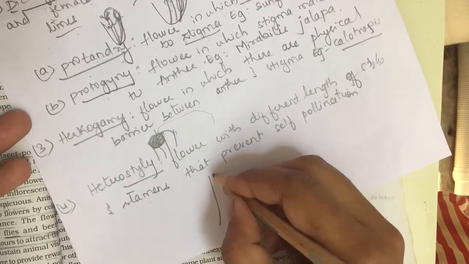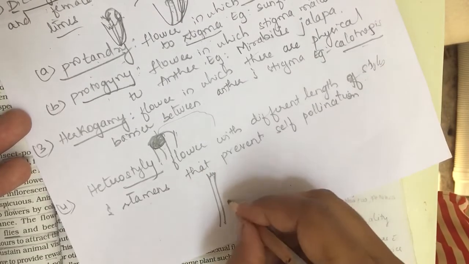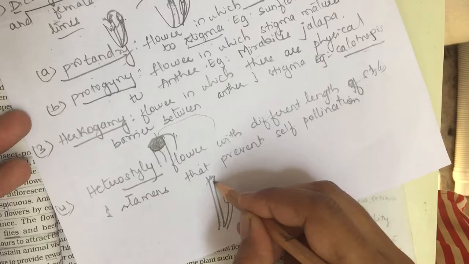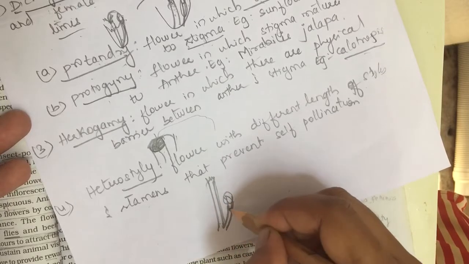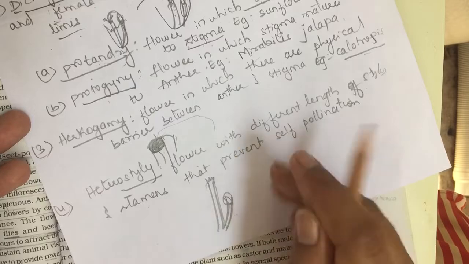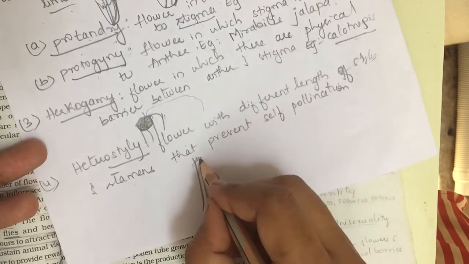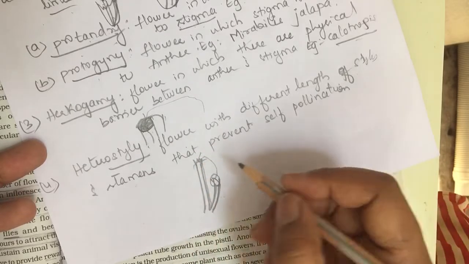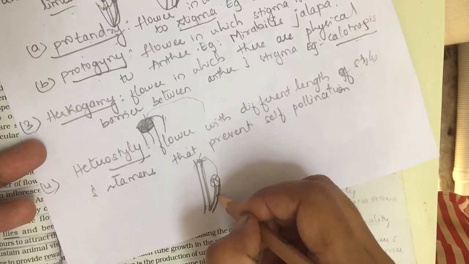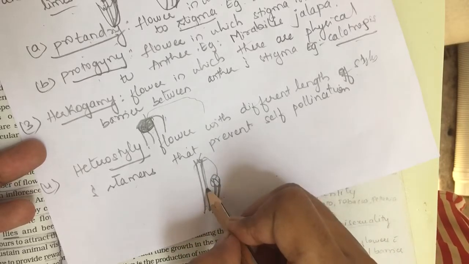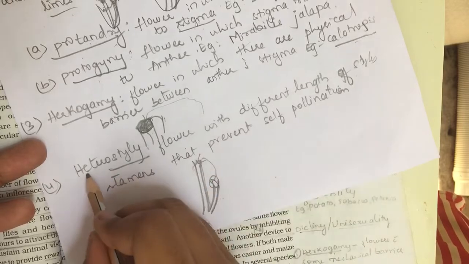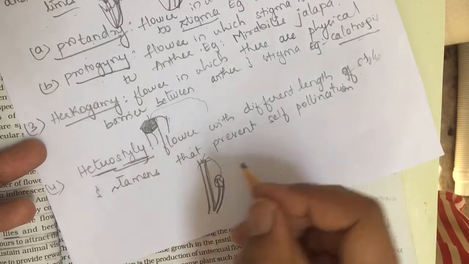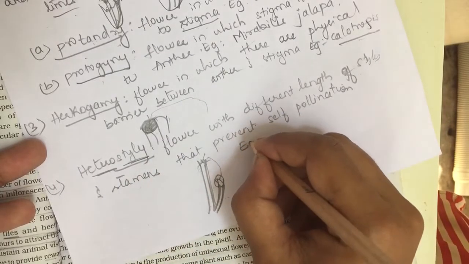So here this is the style with the stigma and this is the stamen. You can find there is a lot of difference between the stigma's length and the stamen's length. In this case it does not allow self pollination because the length is very large and the pollen grains cannot jump across and undergo pollination. So the lengths of the style and stamen prevent self pollination and help cross pollination. Hetero means different lengths of style. That is heterostyly. Examples are primrose and oxalis.